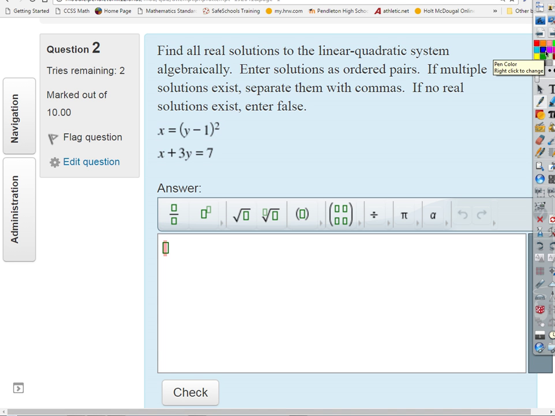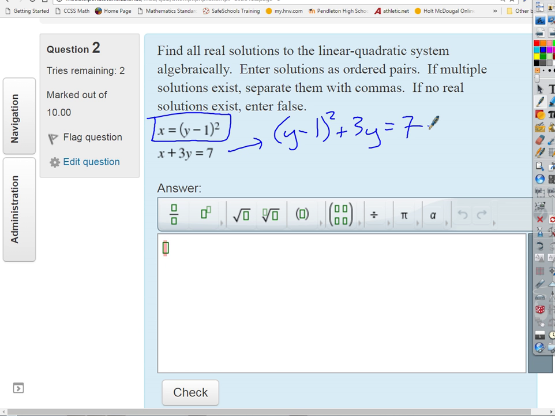What about this one? We could use substitution here as well. I've got this top equation already solved for x, so I could substitute the quantity y minus 1 squared in for x in the bottom equation. So if I do that, what's the bottom equation give me? It gives me (y minus 1 squared) squared plus 3y equals 7, right?